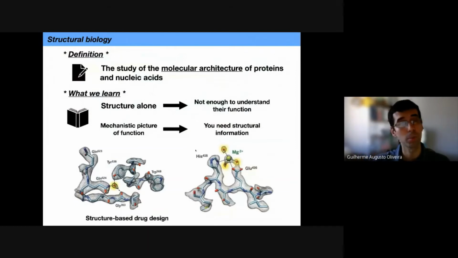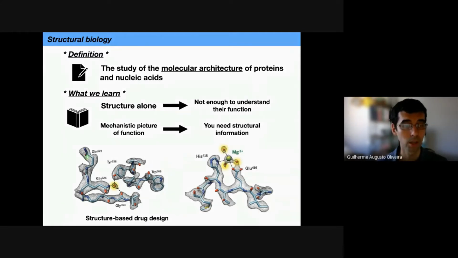Since this is a structural biology symposium, first of all, we should think about the definition of structural biology. For me, it's a pretty simple explanation: structural biology is to understand the molecular architecture of proteins and also nucleic acids. And more than that, we should think about what we can learn from a structure, right? A molecular structure of a protein or nucleic acids. It turns out that the structure itself is not enough to understand the function of these macromolecules. What we can really learn from a structure is a more mechanistic picture of how the protein works. And to do that, we definitely need structure information.